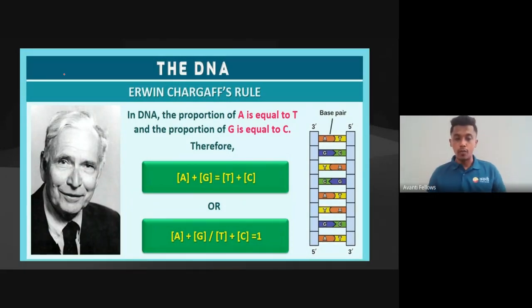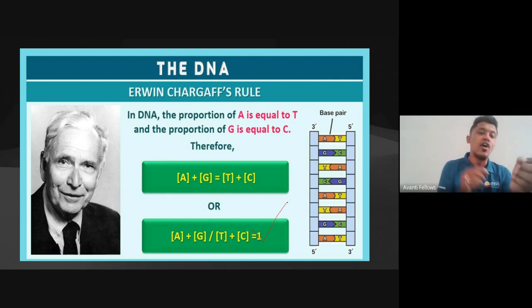So if I write adenine plus guanine equals thymine plus cytosine, I can also write it as adenine plus guanine divided by thymine plus cytosine equals 1. And this formula, students, is very, very important. You will understand why when we solve the questions of this type. This is a very important rule, and it gives the total explanation of why the DNA structure is such a beautiful architecture, without any mathematical mistakes or errors in the arrangement of the base pairs. Understood?